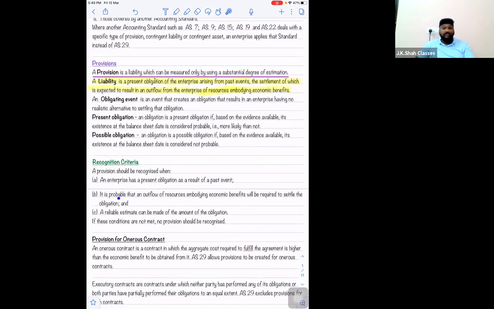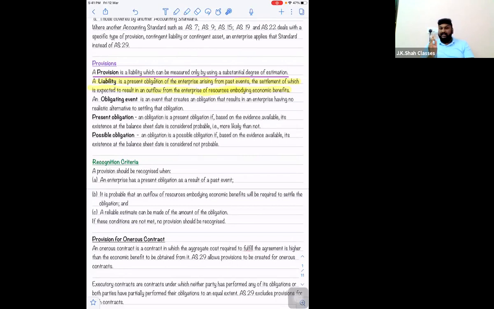So I will write: it is not probable that an outflow of resources embodying economic benefits will be required to settle. And it is also not remote. So it is neither probable nor remote. And lastly, a reliable estimate cannot be made of the amount of the obligation. So if the points which I told now are satisfied, then your contingencies are recorded in the notes to accounts.